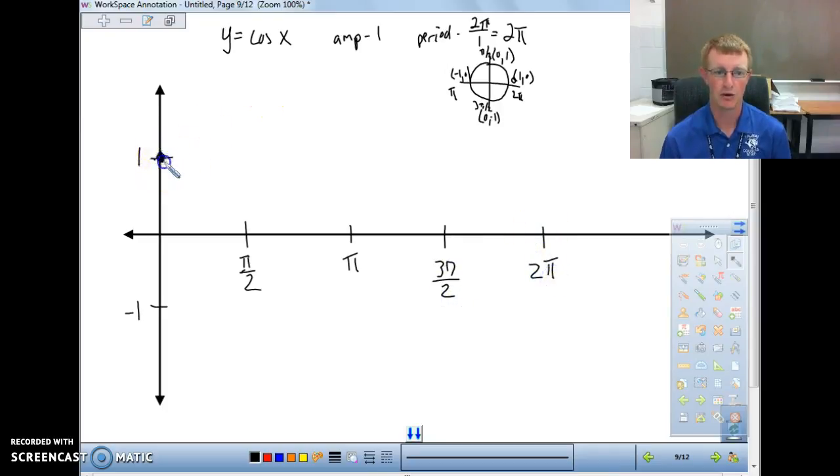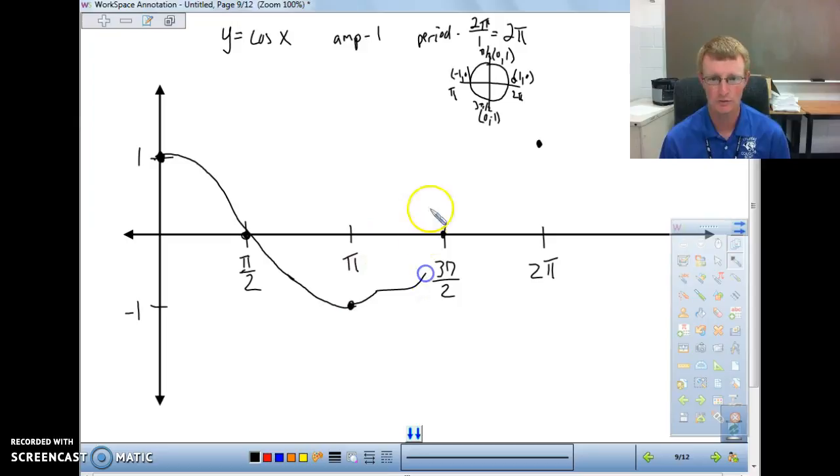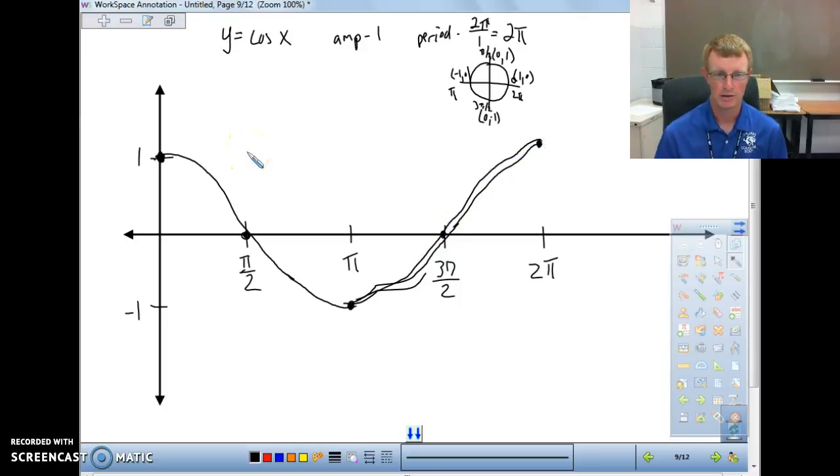And again, now that we're starting here, we go over to pi halves and we're at 0. And we go over to pi and we're down at negative 1. Go to 3 pi over 2, we're back to 0. And then at 2 pi, we're back to 1, which is where we started. And as you can see, the general shape of the graph looks exactly the same, as long as I know how to draw correctly, and as long as the computer does not mess up. But the idea is that it's going to be the same type of graph, it's just shifted a little bit left or right.